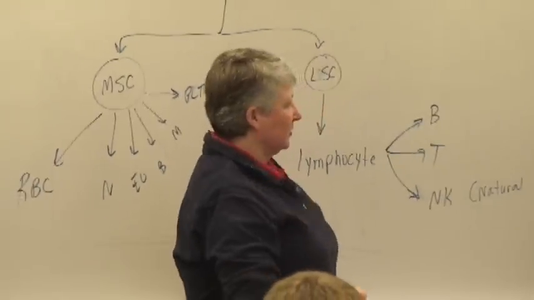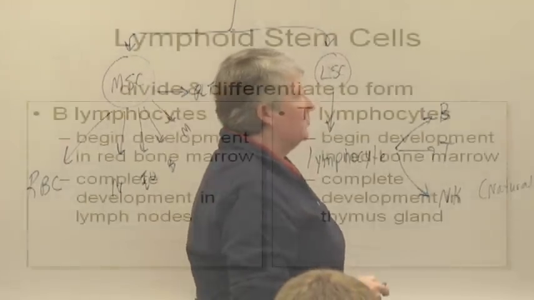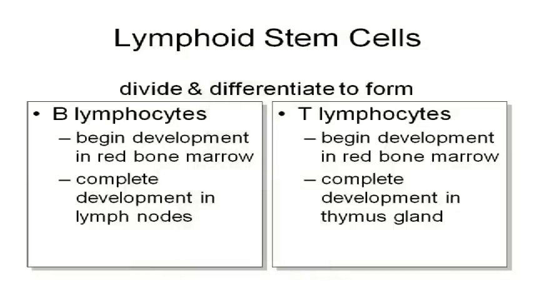Lymphocytes start out in the bone marrow. The B cells travel to the lymph nodes. Remember when you go to the doctor and they say your glands are swollen? Those aren't glands, they're lymph nodes. The T cells start out in the bone marrow, and then they go to the thymus.